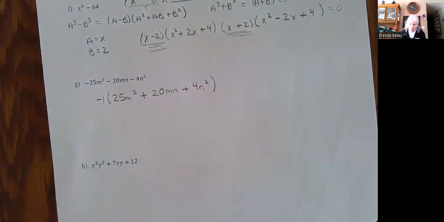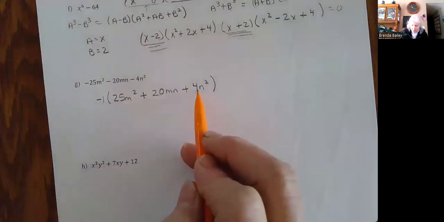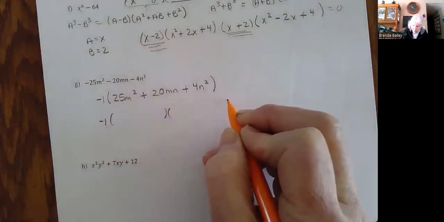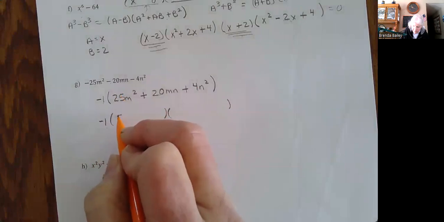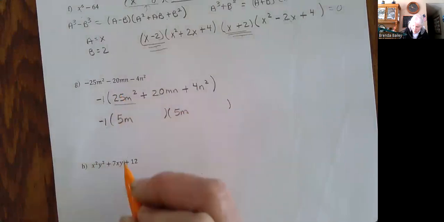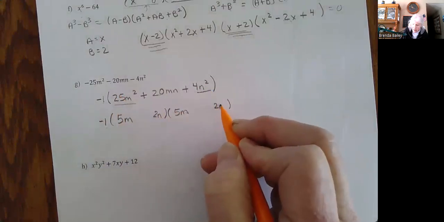All right. So this right here is actually a perfect square trinomial that I'm going to try. 5 times 5 gives me this. 2 times 2 gives me this. So I'm going to try that. And until you write it down, because you've got a 5m times 5m gives you that term. 2n times 2n gives you that term.